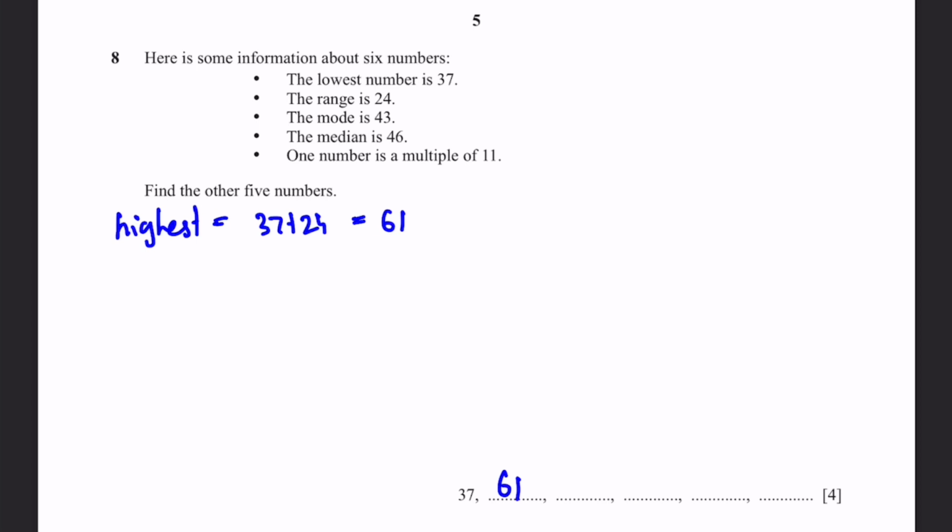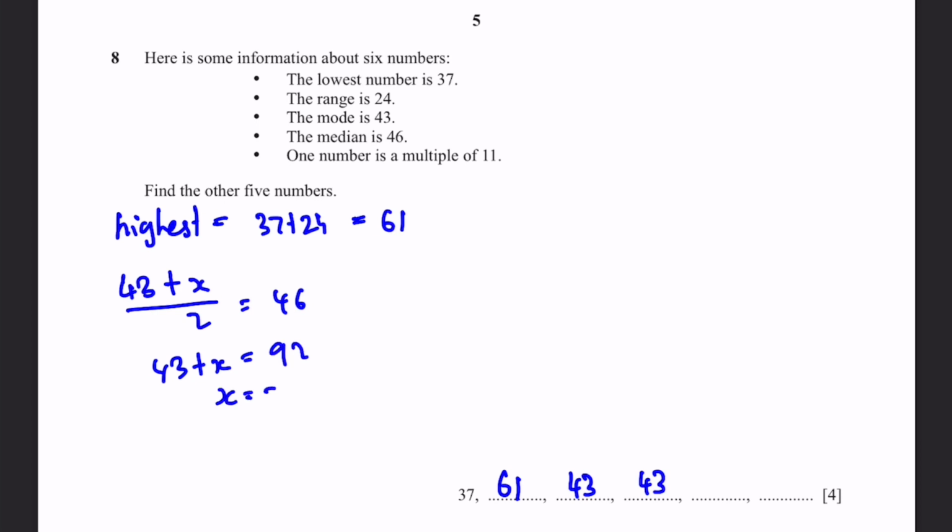The mode is 43, which means that there are two numbers which are 43. So we can write them that. Could be 3 as well, but for now we'll say it as 2. Now, median is 46, which means the middle two numbers, mean average, is 46. So 37, 43, and 43 are the 3 smallest numbers. The third number and the fourth number have to be considered. And the fourth number we can find out by 43 plus x by 2 is equal to 46. 43 plus x is equal to 92. X is equal to 92 minus 43, which is equal to 49. So this number is 49.